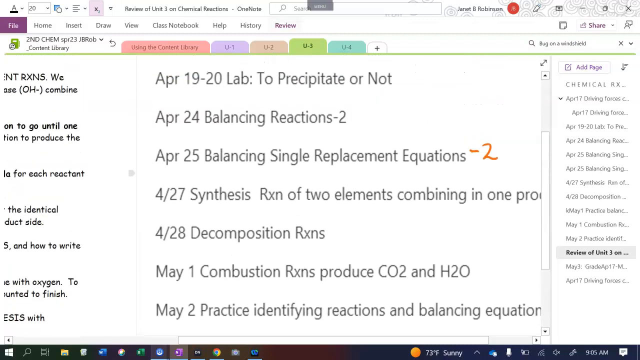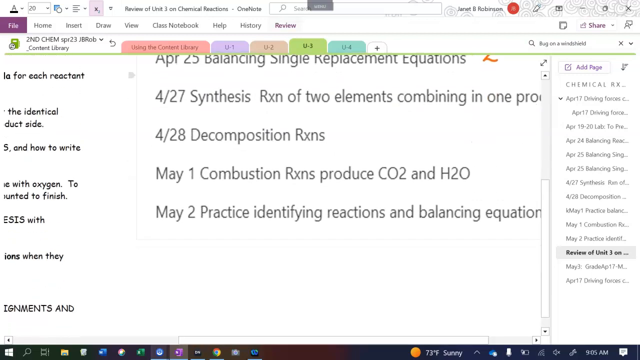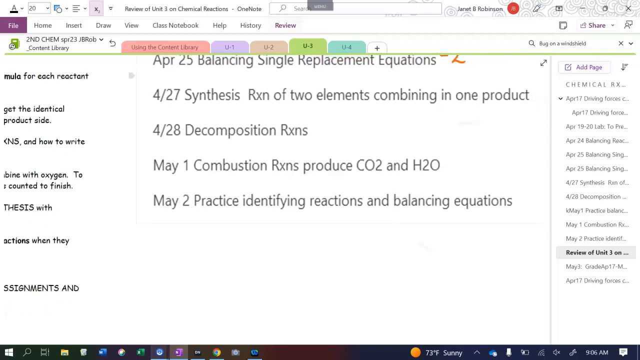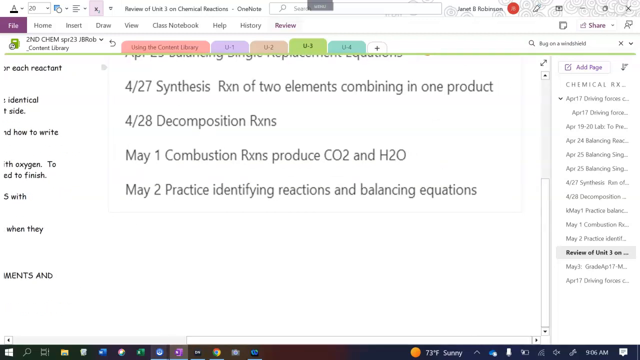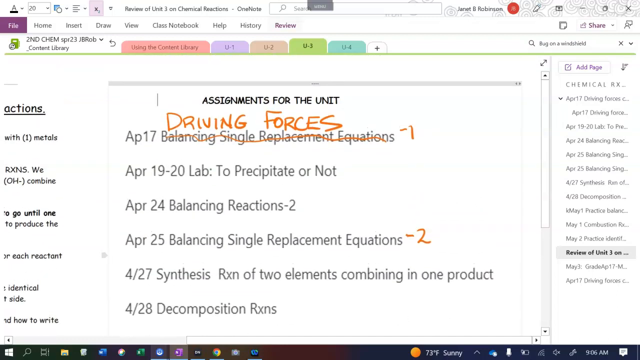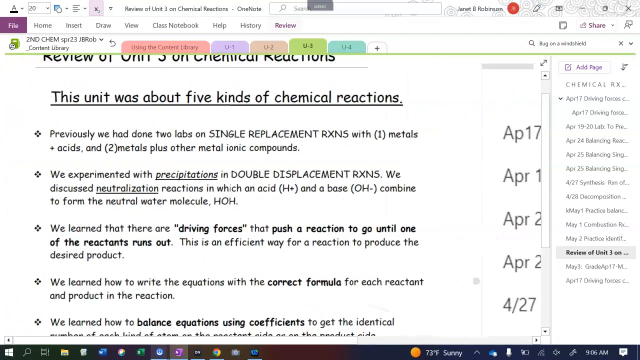All right, then we balanced single replacements again. Then we practiced balancing synthesis, where two elements combine. Then we practiced decomposition, which was just last week. Then we practiced combustion reactions that produce CO2 and H2O. And then we saw one that didn't get enough oxygen that produced carbon monoxide yesterday. And then we had some practice identifying reactions and balancing equations. All right, so these are the assignments that we did to support these objectives over here.